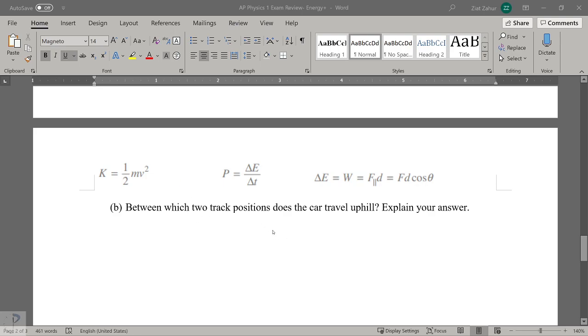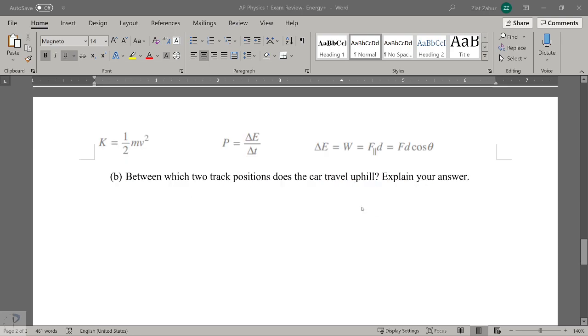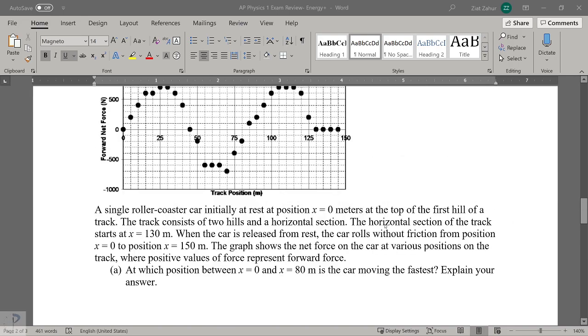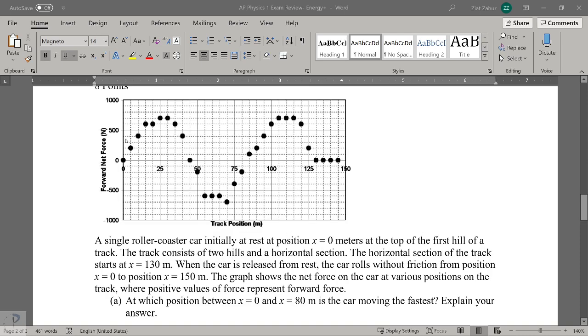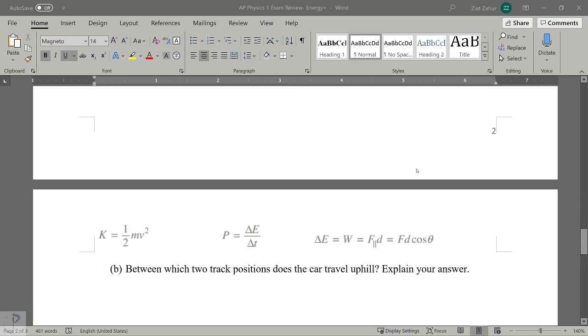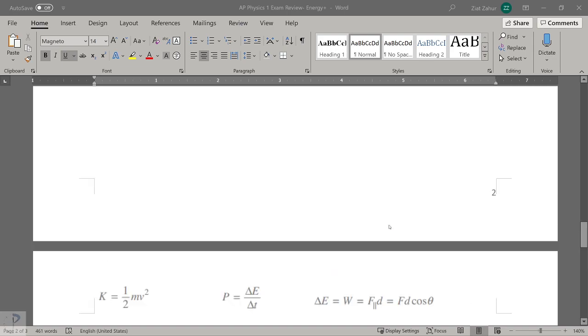Between which two track positions does the car travel uphill? Explain your answer. Oh, we kind of already went over this when we were trying to model the roller coaster itself, but now you have to explain it. Between which two track positions does the car travel uphill? So here is the graph, right? And you are asked, now there's no bounds, it's 1 to 50. Between which two track positions does the car travel uphill?